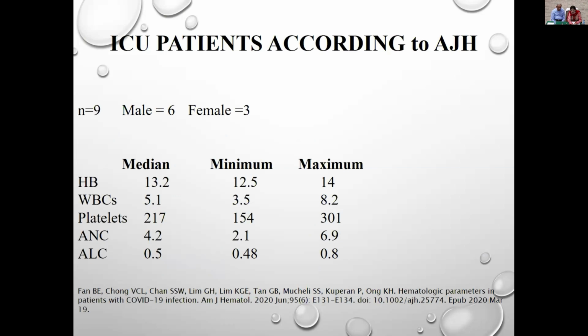And when we look at the ANC, it has risen. Their ANC now became 5.2 as compared to the non-ICU setting, and the ALC went down. It was 1 in non-ICU, and when they were in ICU, they had a lower ALC, that is 0.5.